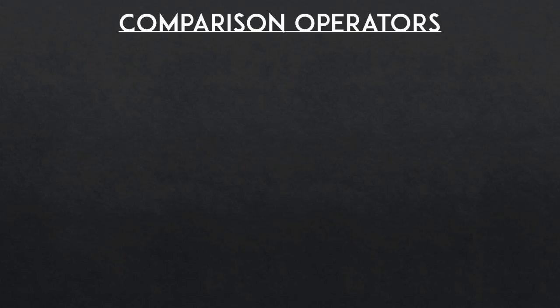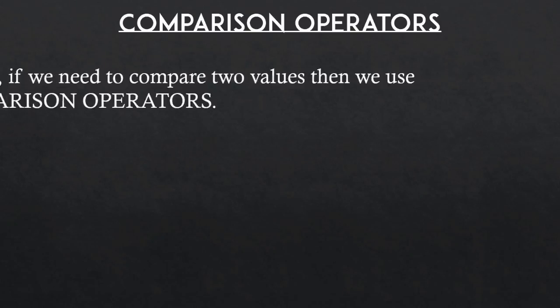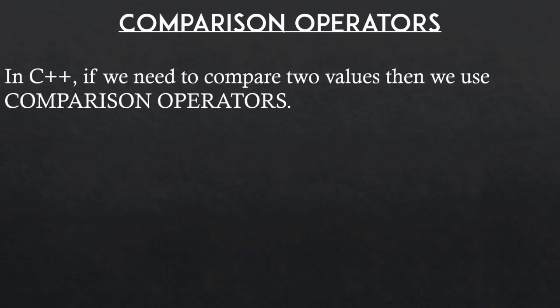So let me first tell you what comparison operators are. If we need to compare two values, then we use comparison operators. In C++, if we need to compare two values, we use comparison operators. In other words, comparison operators are used to compare two values. Here is a little example for this.